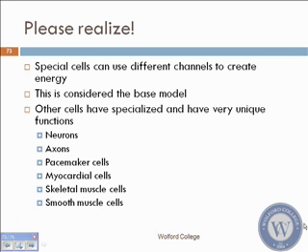Please realize that special cells can use different channels to create energy. This is considered the base model that I just showed you, which is a neural model. Other cells have specialized and have very unique functions. We're going to talk about neurons, axons, pacemaker cells, myocardial cells, skeletal muscle cells, and smooth muscle cells. We're going to go into every single one of those so you begin to understand that the electrical pattern changes depending on what cell is involved.